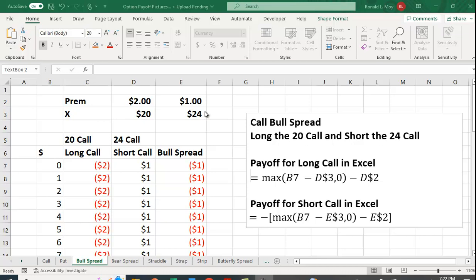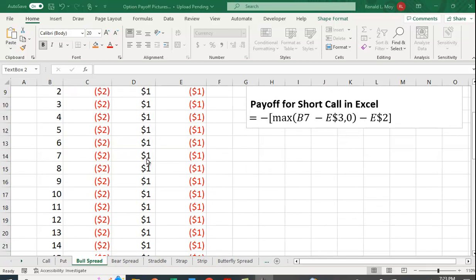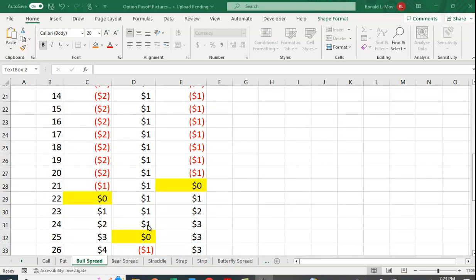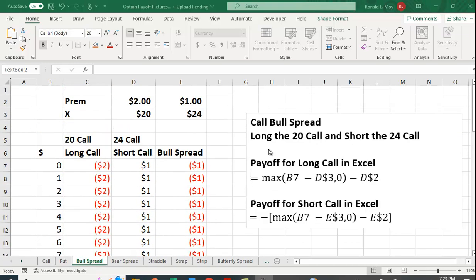Why do you do that? Because you get some money back for it. Somebody gives you $1 for the right to buy the stock from you for 24, and this is going to reduce the cost of the strategy. So here you receive the $1. See, it's positive, it's not in red numbers. As long as the price stays below 24, you make $1. As it rises above 24, for every dollar it rises above 24, you lose $1. So by buying a call and then shorting or writing a call with a higher exercise price, it reduces the cost of the strategy and it reduces the break-even point.